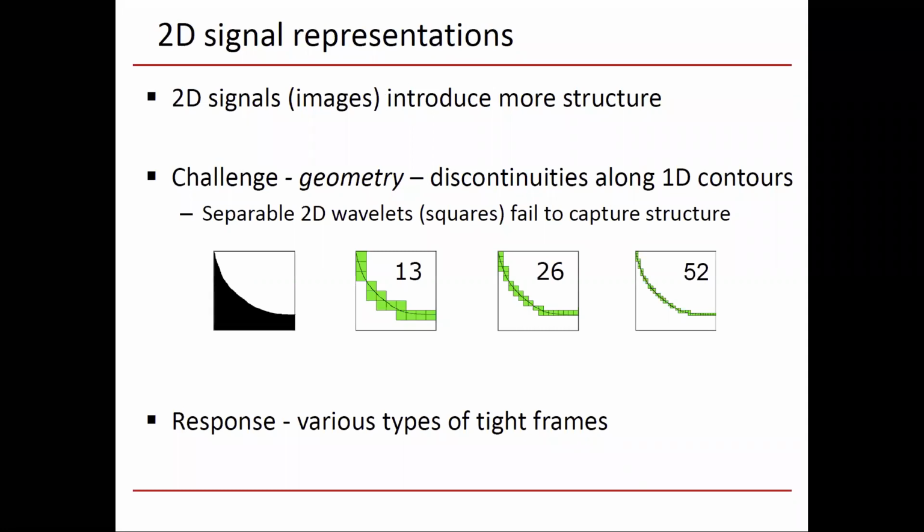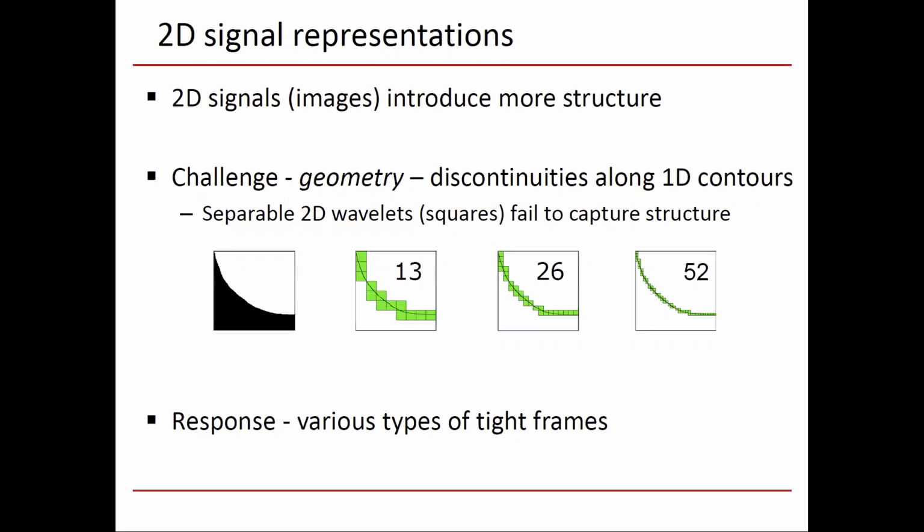Now, that was 1D signals. What about 2D signal representation? So 2D signals, you can imagine images, and now there's more structure. There's structure not just in terms of discontinuities, but also around edges. The locations where there are discontinuities are structured locations. So one of the challenges here is geometry.